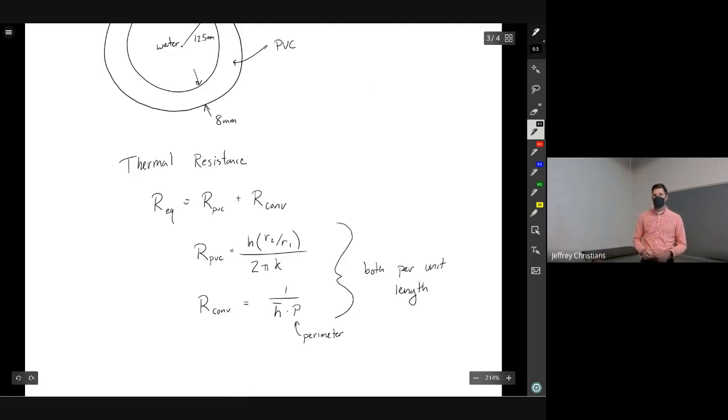per unit length. So another way to think about that is we could have chosen a length unit of 1 meter, and then these would have been the per meter values. That's exactly what we did. This is for a 1 meter length, and then we'll use that to scale up to the final length.